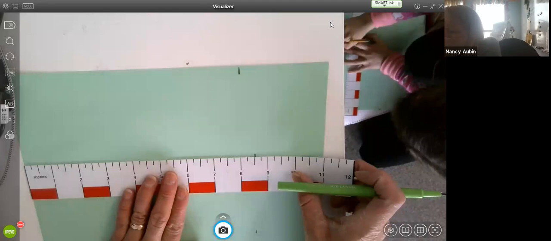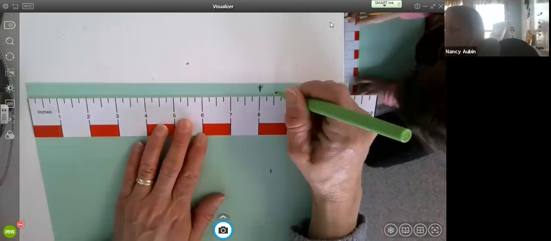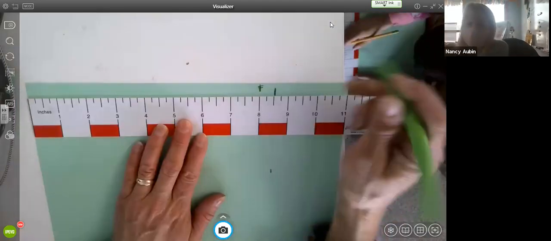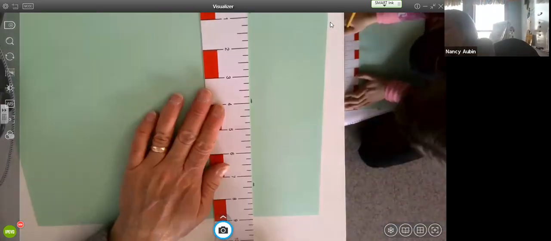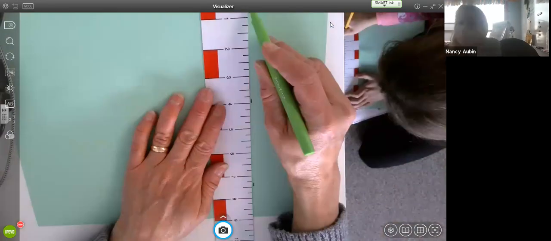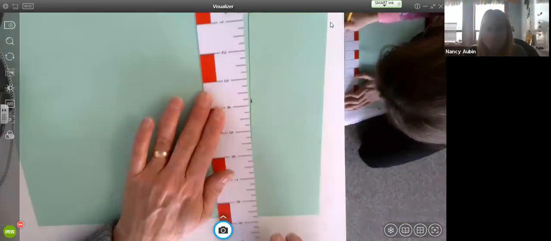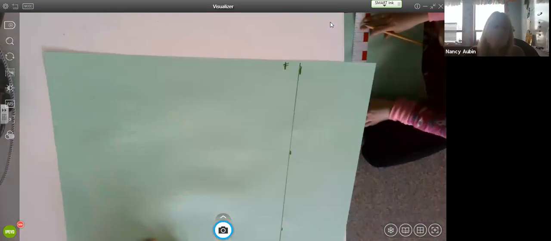Oops, that one says that one was 8. Make sure your measuring is right. Make sure it's 8.5. And then you can line up your marks. And guess what? Draw a line so you know where you're gonna cut.